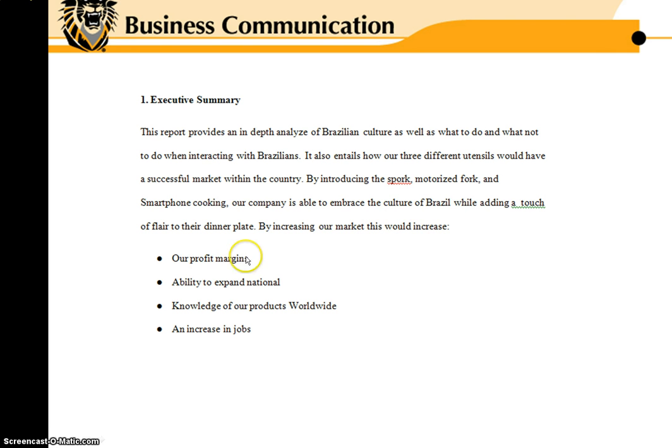Yeah, I can say that. This would increase our ability to expand. Yes, but this is wrong because it needs to be nationally. This would increase knowledge of our products. I can say that. This would increase an increase in jobs. No, I can't say that. That's how you do it. Just say it aloud to yourself, and you'll know whether it's right or wrong and correct accordingly.